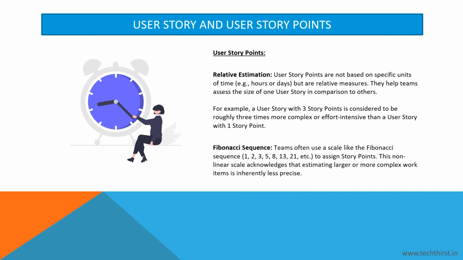Fibonacci sequence or t-shirt sizes. Teams often use a scale like the Fibonacci sequence, 1, 2, 3, 5, 8, 13, 21, etc., to assign story points. This nonlinear scale acknowledges that estimating larger or more complex work items is inherently less precise.